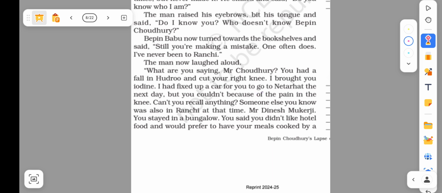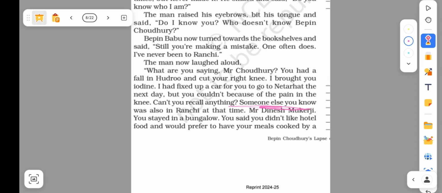because of which he couldn't go to Netarhat. Netarhat is actually, I think, a school or something like that. I don't know, I have heard its name, but I don't know what it is. "So I bought you iodine." Iodine is a medicine. "I had fixed up a car," and he was just talking about this car thing above, and so he asked him that, "So many things happened in the past.